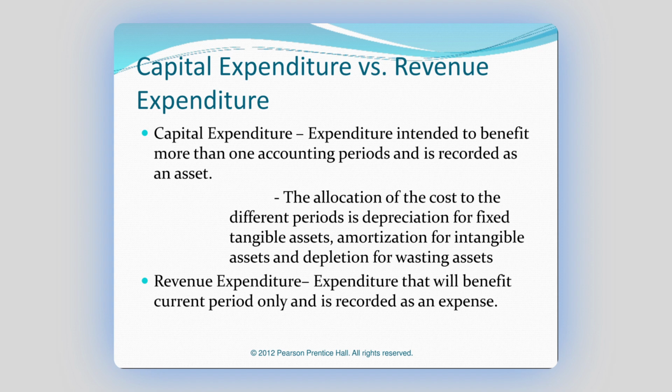So, in terms of this, it is basically the asset. So, we record it based on assets. Expenditures intended to benefit more than one accounting period are to be recorded as assets. That's why the allocation of the cost is different. For fixed and tangible assets, we have depreciation, and at the same time, that will benefit the amortization for intangibles.